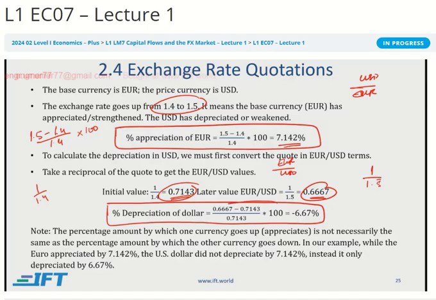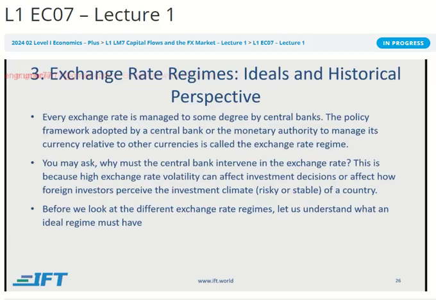And when you calculate the change, which is ending value minus beginning value divided by beginning value multiplied by 100, you find that the change is not the same, because the base is different in the two situations. This is something you have to keep in mind: even though one is appreciating and the other is depreciating, that does not mean that the percentage of appreciation and depreciation is the same. So we're going to stop this video here, and in the next one, we'll pick up with the different exchange rate regimes.